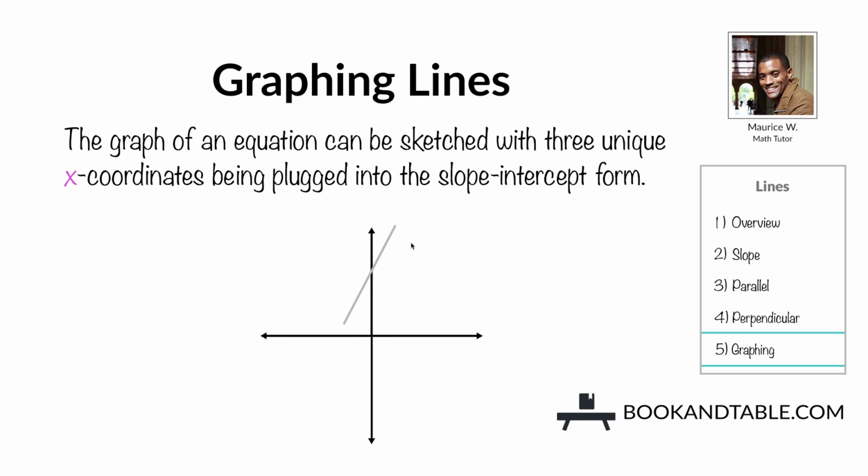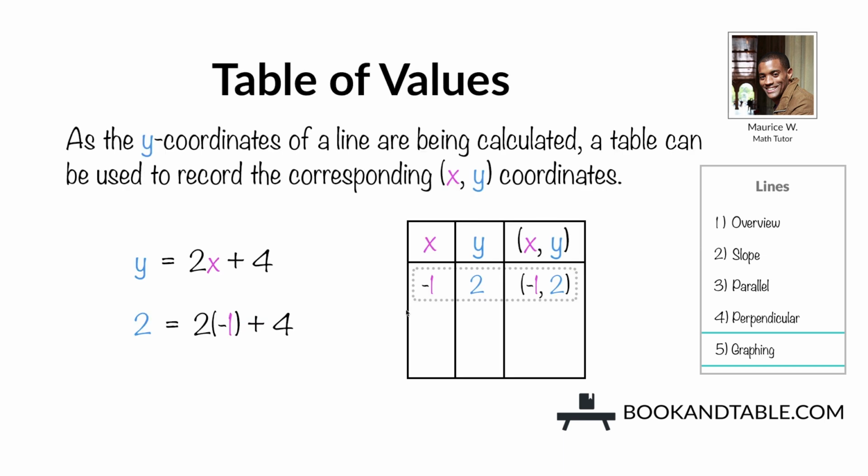Something else you want to be aware of is called the table of values. As the y-coordinates of a line are being calculated, a table can be used to record the corresponding x and y coordinates. So before you get the 3 points to plot, you need to figure out what 3 points exist on that line. So you can plug in any x-coordinate into the equation and then get the resulting y. And you plug in that x and y into this table. And the third column would be the resulting x and y coordinate. And once you do this 3 times, you'll have the 3 points that you can then plot on your coordinate plane.